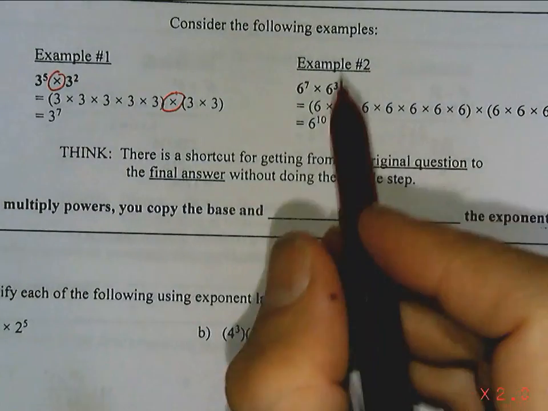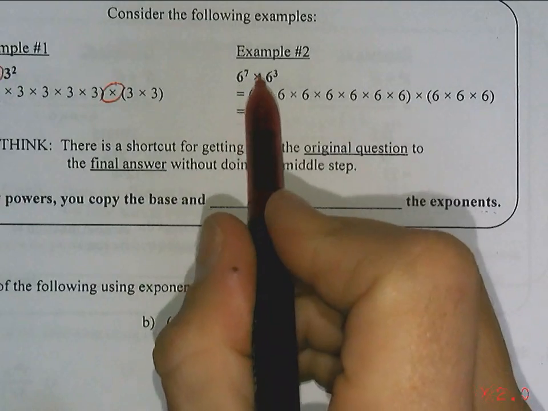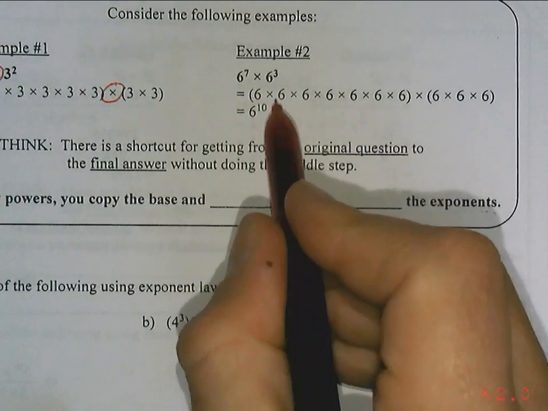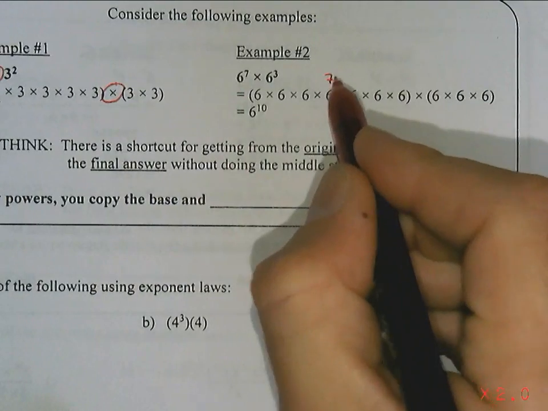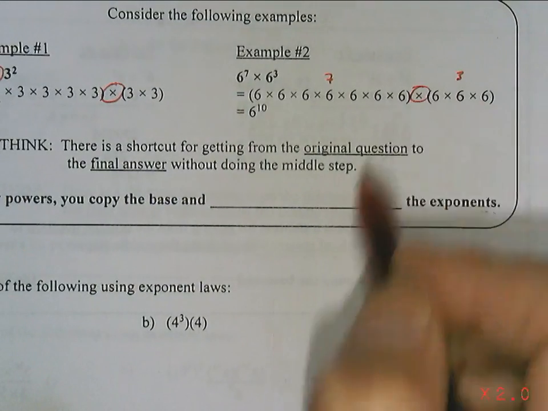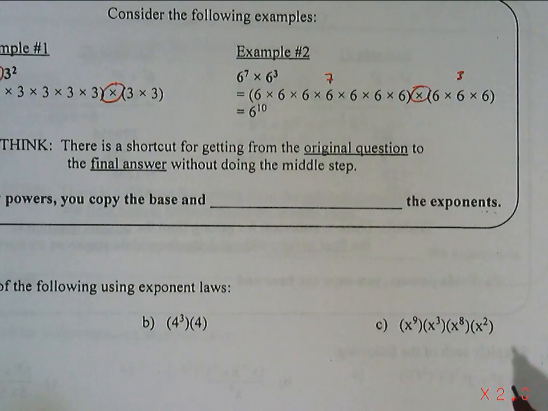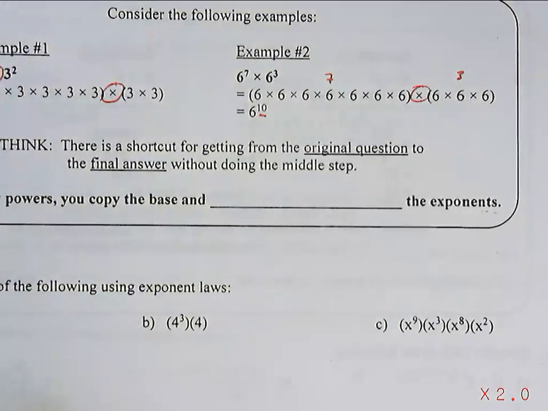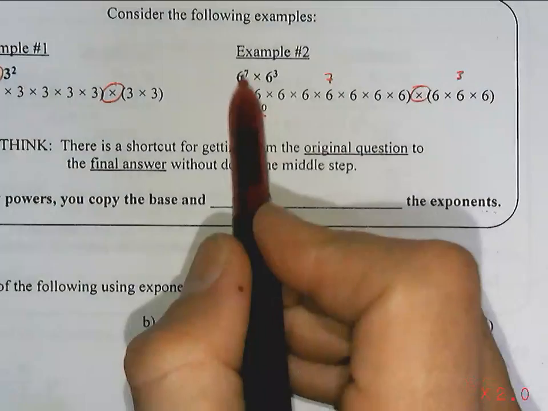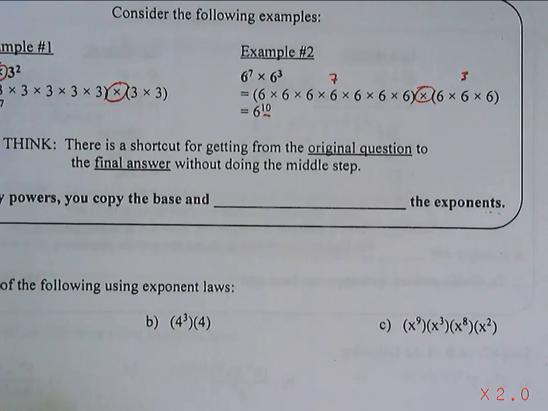Look over here. I've got 6 to the 7 and 6 to the 3. So here's 7 6s being multiplied. Here's 3 6s being multiplied. So there's 7 here. There's 3 here. We're multiplying those two groups together, which doesn't mean 7 times 3. It means I now have 10 6s being multiplied together. So what I did was I took this exponent and I added to that exponent. That's a short way of thinking about it, but you should understand why it's happening.